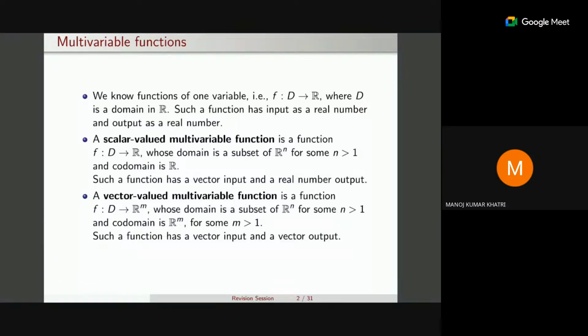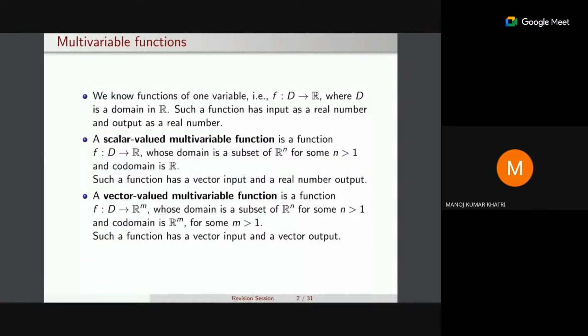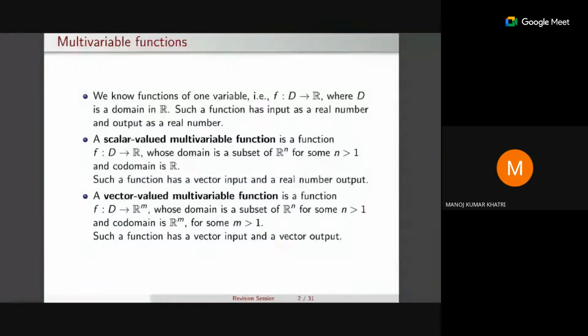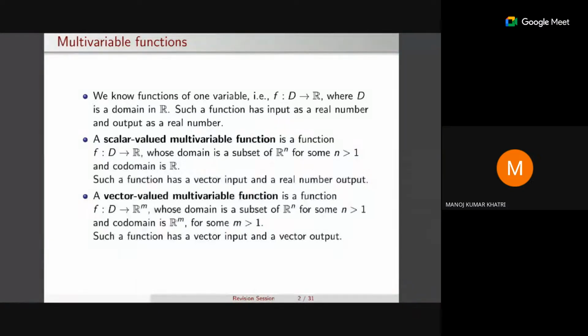Yeah, sure. Functions of one variable are very well known, where you have something like f from D to R, where your input has one real number and the output is one more real number. Now, the generalization of that is a scalar valued multivariable function, wherein you have n inputs and one output: n real numbers as input and one real number as an output. That is called a scalar valued multivariable function. And an even more general framework is that of a vector valued multivariable function, where you have n inputs and m outputs.